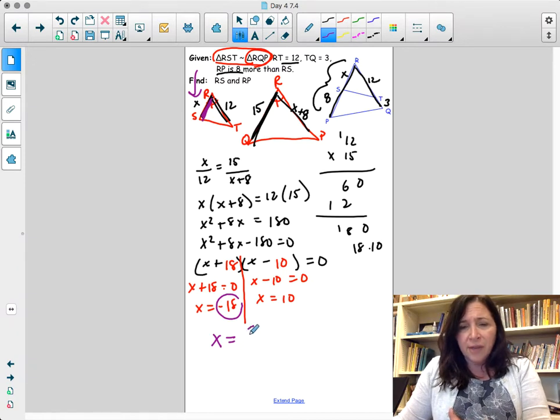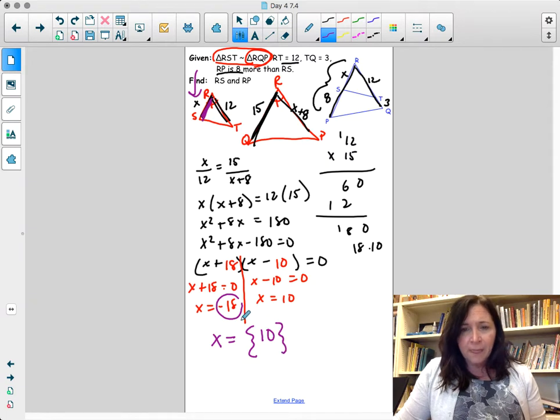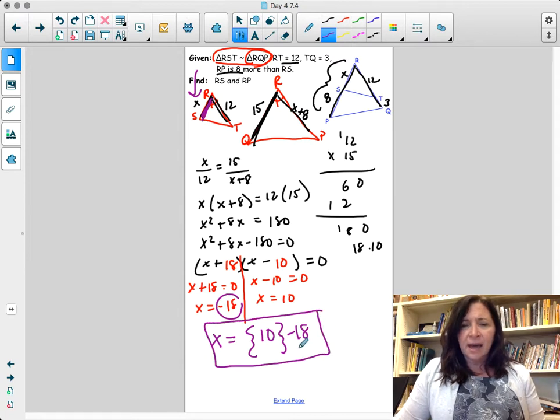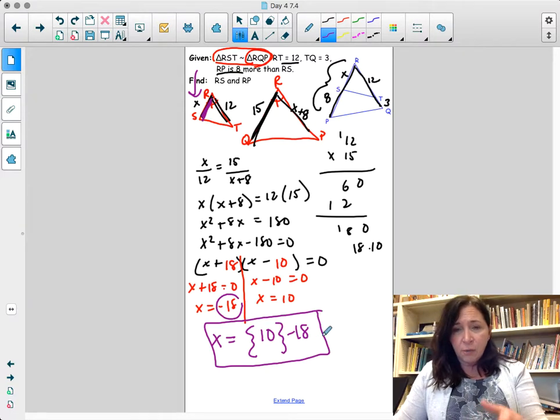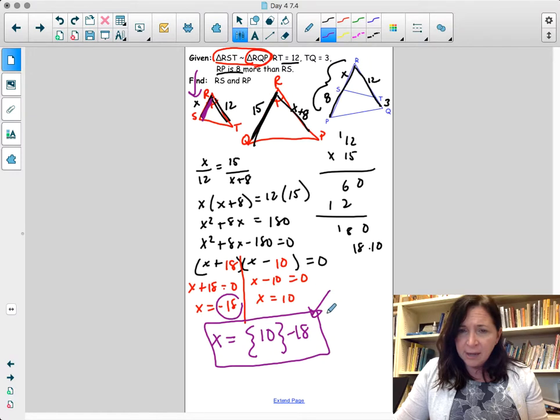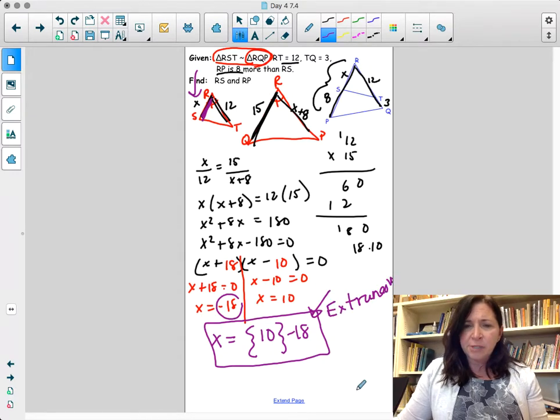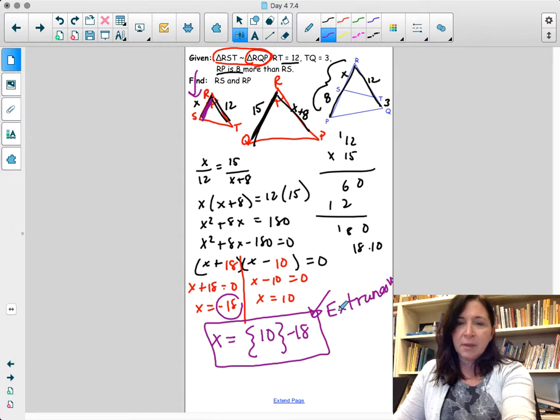So you're going to say the correct way to write this would be 10 is correct, but 18 is what we call extraneous, because that means that it's an answer, it's a solution, but it didn't work when I plugged it back in. So it's an answer, but not a solution. So again, I use the word extraneous, which basically means it's an answer, but it doesn't work when you plug it back into the equation.